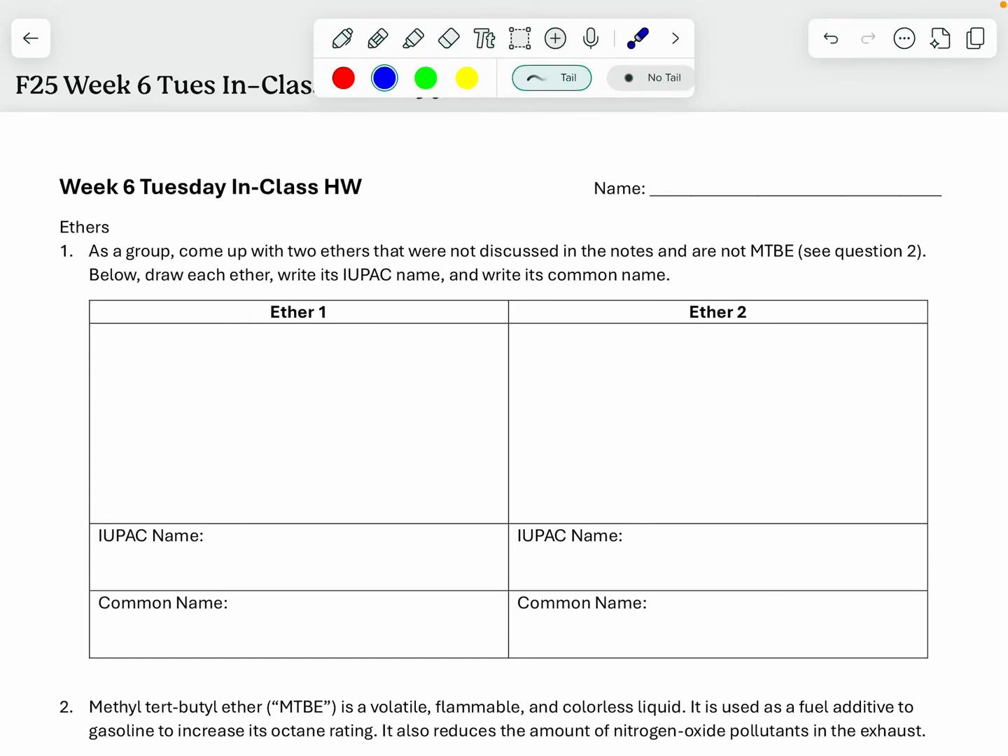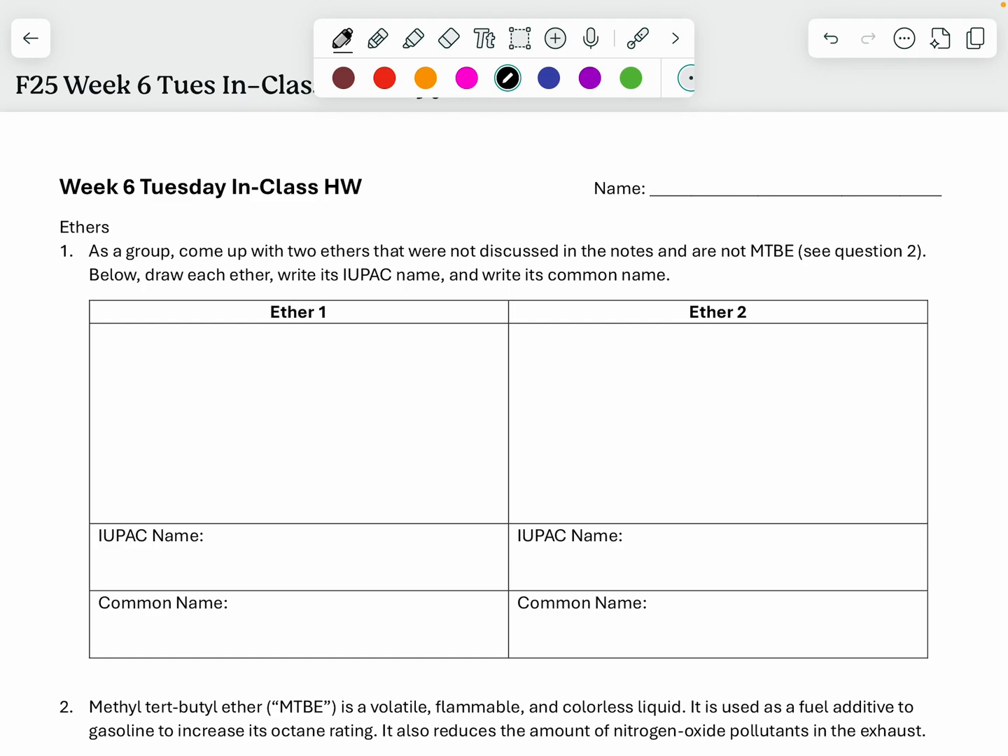Okay, so this is week 6 Tuesday in-class homework that we're going to go over. Basically, this front page is just going to be looking at a specific reaction. And then this first question is we're going to draw and practice naming ethers, because ethers have a little bit of a different way of naming them.